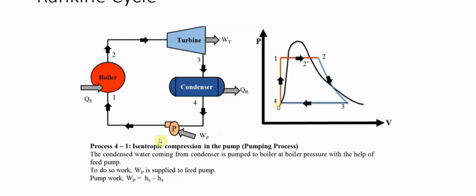Now you can see here the pump work. For example, here pump work is WP. How will you calculate WP? H1 minus H4, because H1 is greater as compared to H4. So you will calculate H1 minus H4.